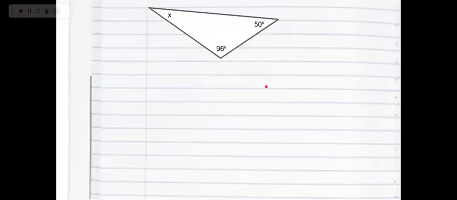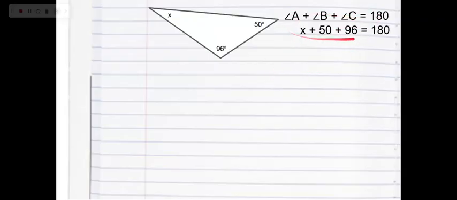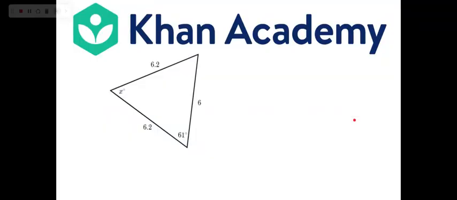Okay, let's copy that down in our notes. Again, you start with the formula, you substitute everything in, you combine like terms, and you isolate your variable. So you get x all alone on one side. Let's do another Khan Academy example.